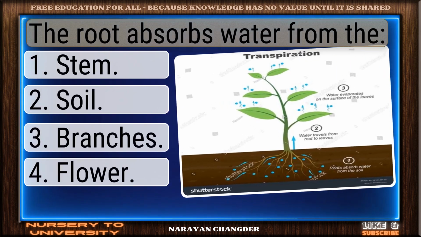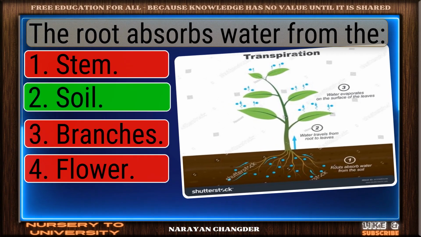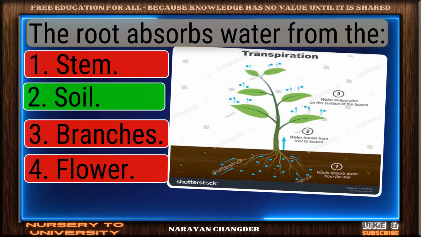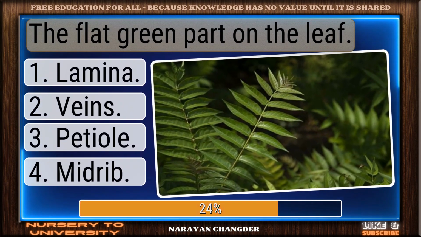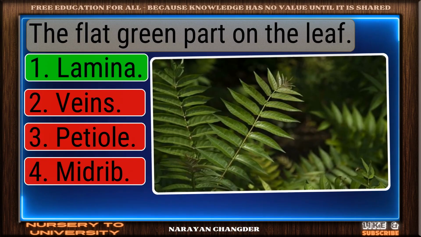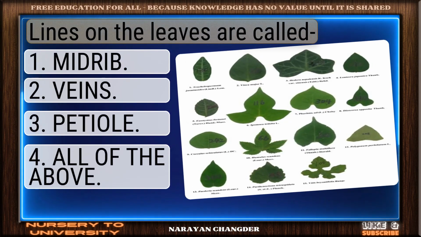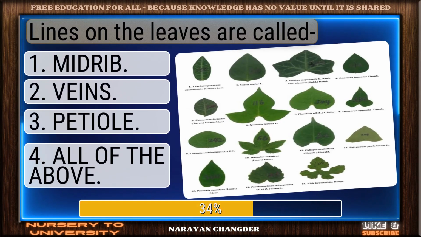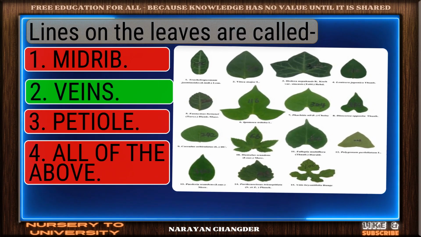The root absorbs water from the. Correct. Soil is the right answer. The flat green part of the leaf. Right choice. Lamina is the best answer. Lines on the leaves are called. Nicely done. Veins is a solid answer.